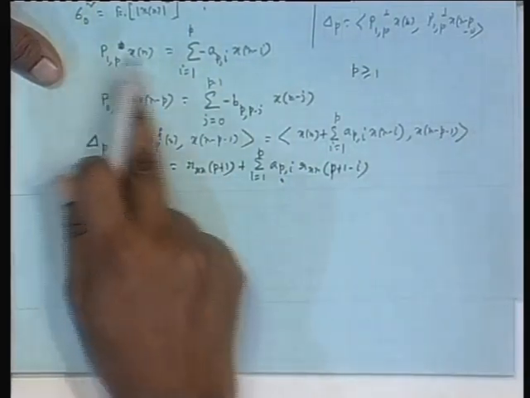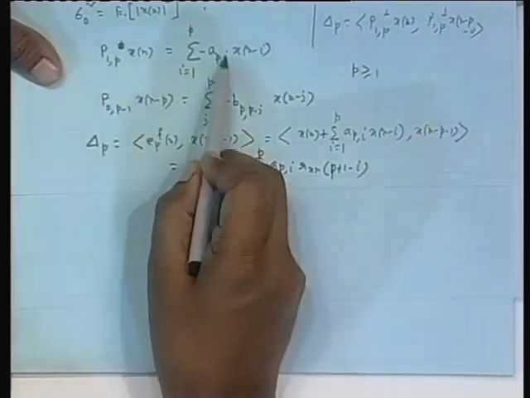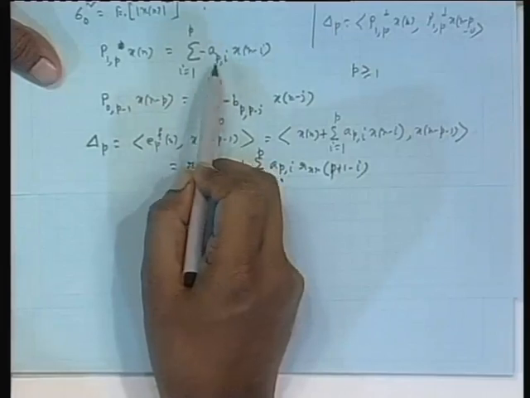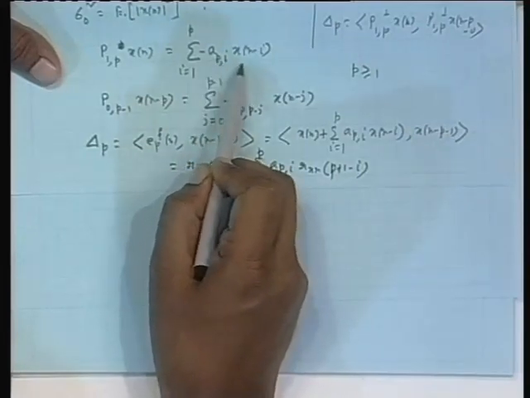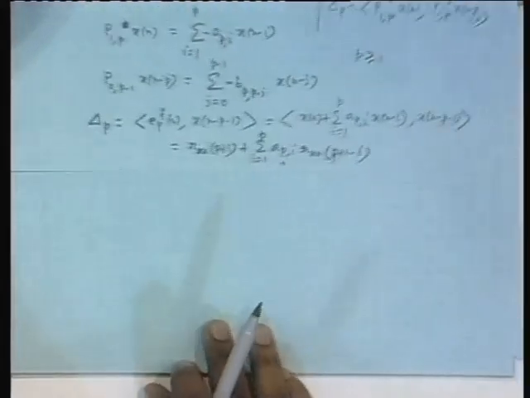Okay, very nice. Now, how to do that? I want to find the same coefficients for the (p+1)th order, that is, minus a_(p+1),i. That is, I have to find out these coefficients.